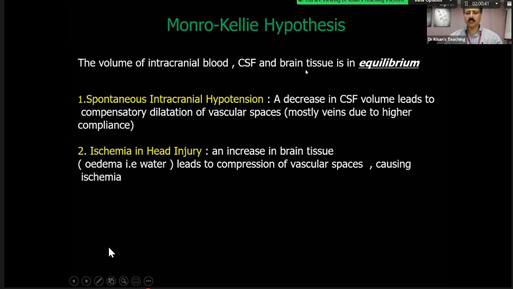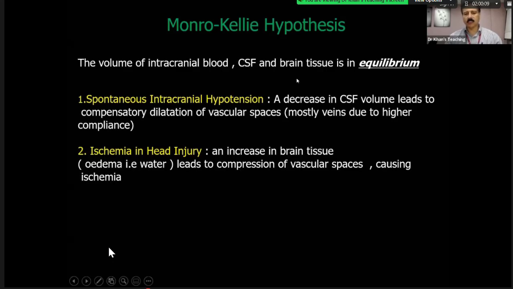Within that skull are three things. First is brain tissue, which is basically made up of water. And then there is CSF. And then there is blood. Where is the blood? This blood is within intracranial vessels, may it be arteries or veins. But all of these things have to be in equilibrium. Basically, if something increases, another thing has to decrease. That is what it is, because it's a closed space.